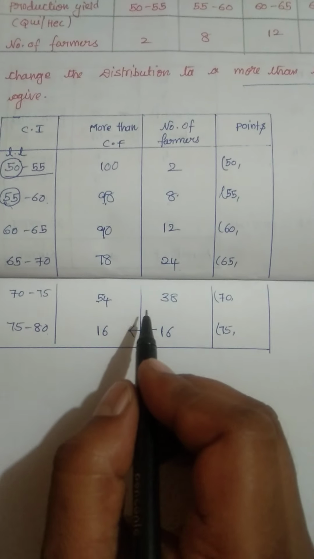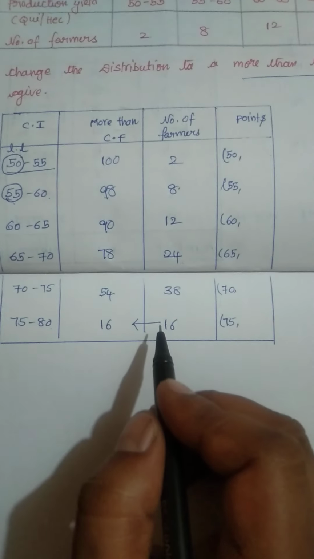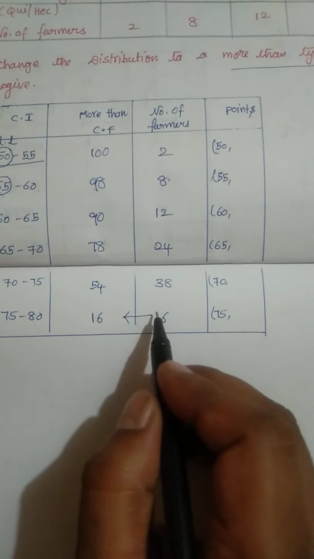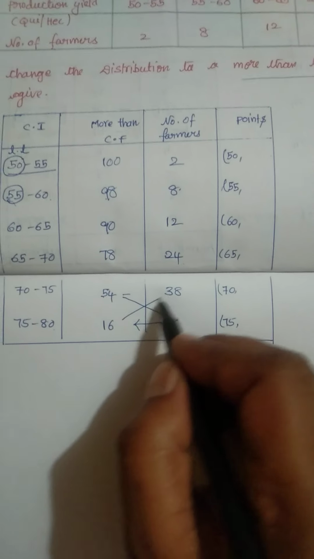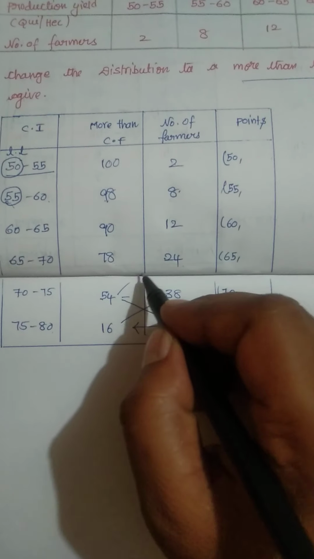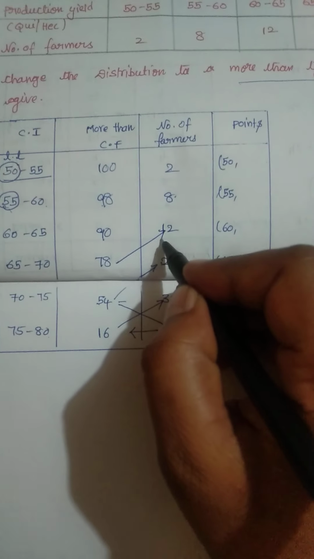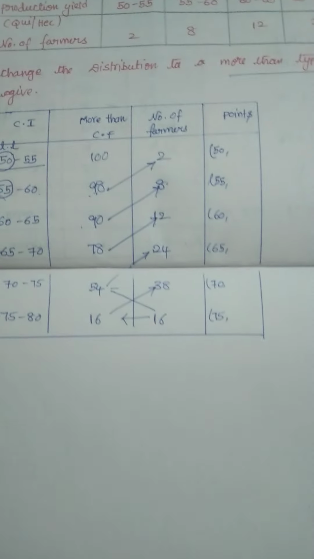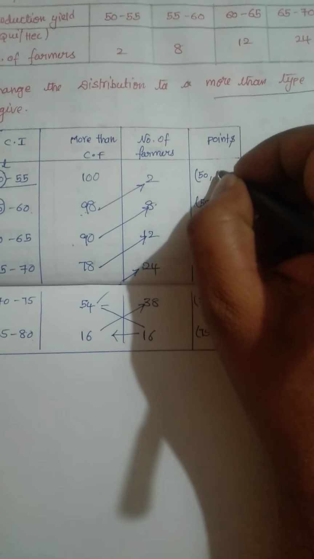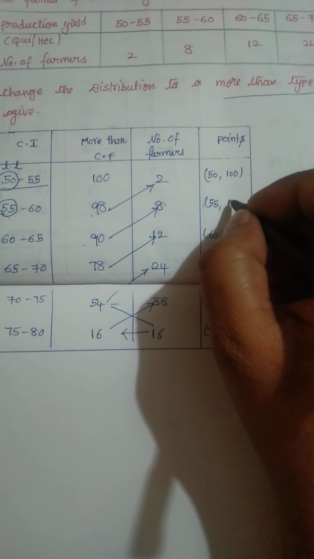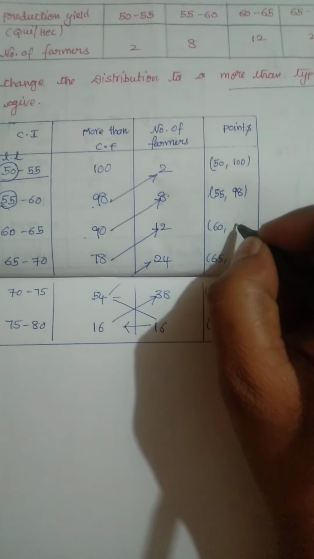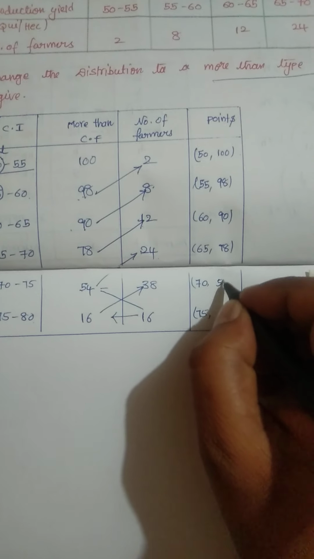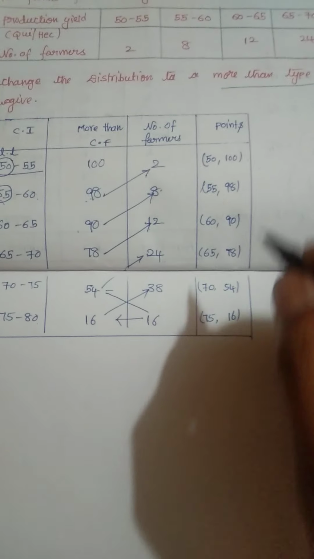So children, don't confuse here. We are constructing more than cumulative frequency. We have to move from bottom to top. So this is 16 as it is, then 16 plus 38, 54, 54 plus 24, 78, 78 plus 12, 90, 90 plus 8, 98, 98 plus 2, 100. So on the y-axis we have to take cumulative frequency 100, 98, 90, 78, 54 and 16. Is it clear, children, the points?